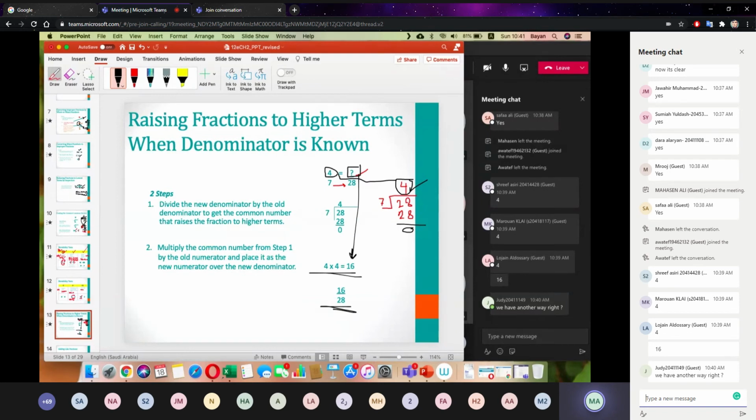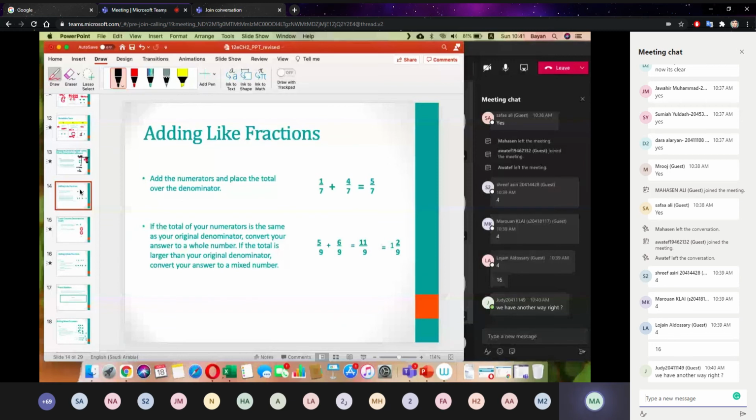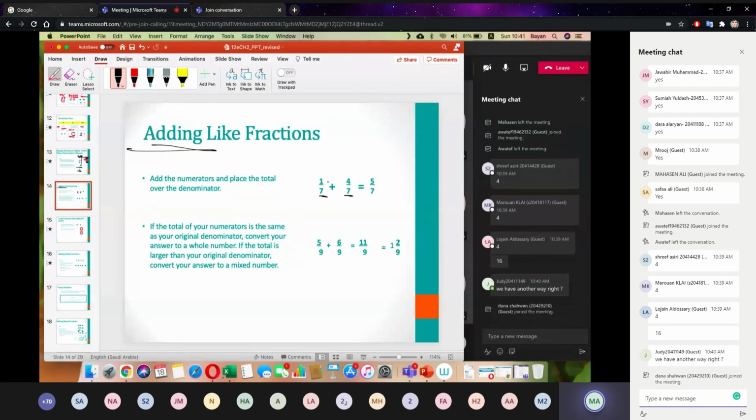Now we use this way to find the value. Here you add numerators and place the total over the denominator. Now we're going to add fractions, adding like fractions. If you have the same denominator, we add the numerators directly. So here you have 1 over 7 plus 4 over 7, which gives what? 1 plus 4 will equal 5.